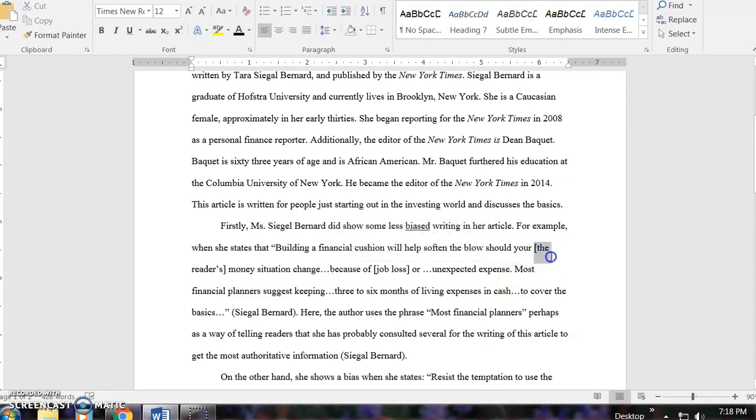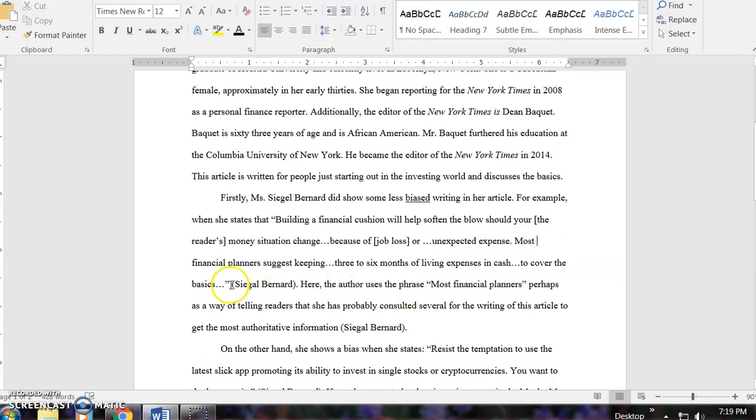You'll notice these things in brackets, which is where the author of the essay, Veronica, is trying to clarify a point. So, yes, the author says "your," but what the author of the article is talking about is the reader's money. And because of job loss, this is some kind of other clarification that Veronica's trying to offer us so that the quote makes sense to the audience.